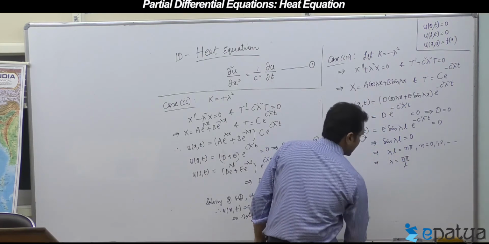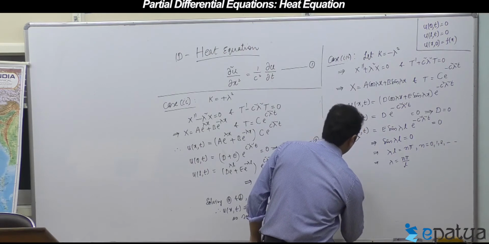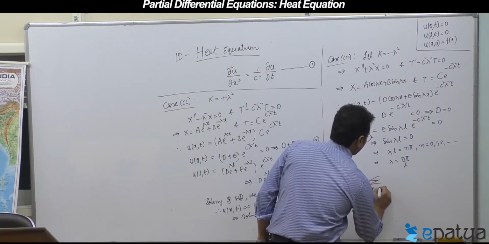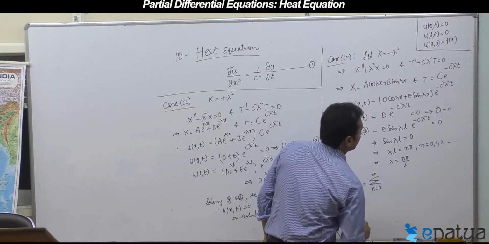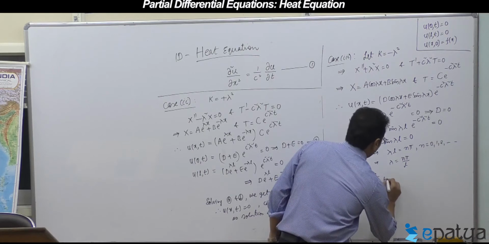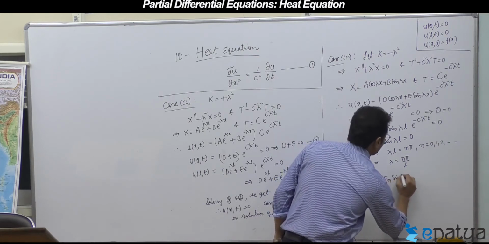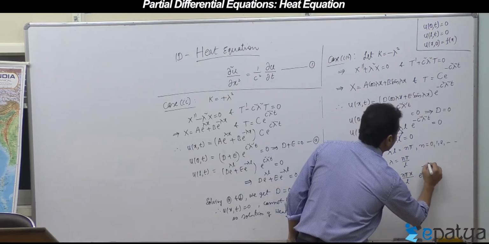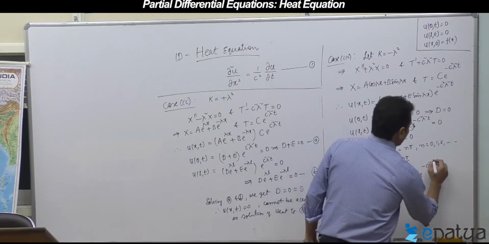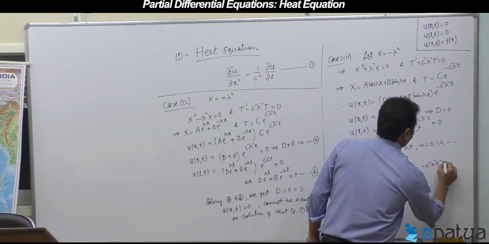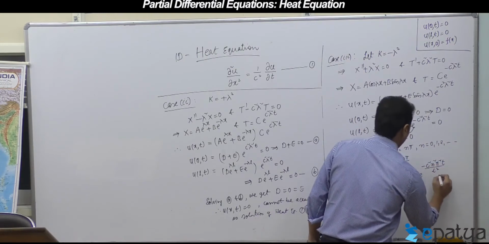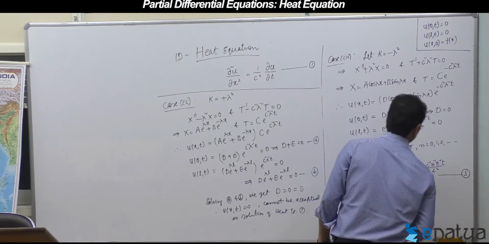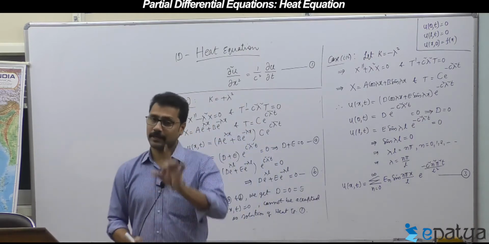Therefore, as in the case of the wave equation, now u of x comma t becomes equal to sigma n running from 0 to infinity En sin n pi x by L into e power minus c square n square pi square t by L square. This is equation number 2, 3. Which in fact is my ut.